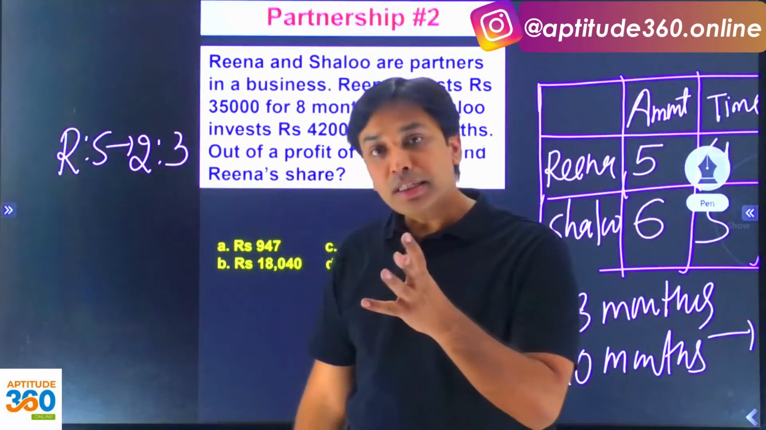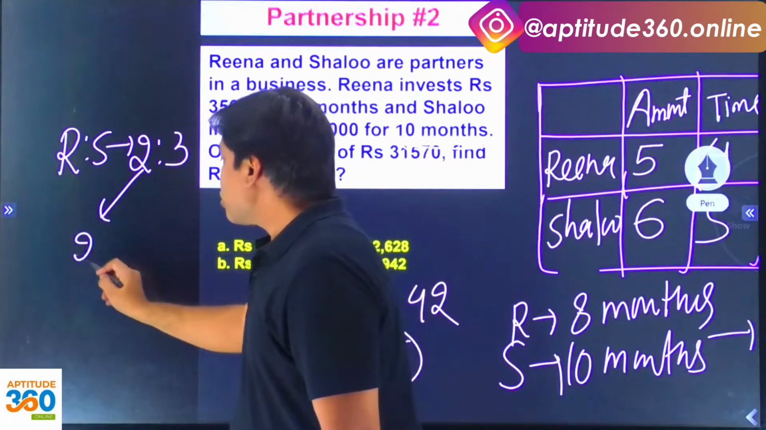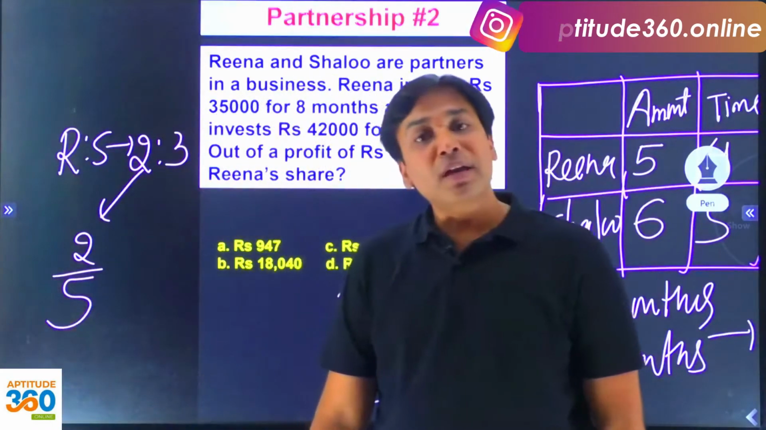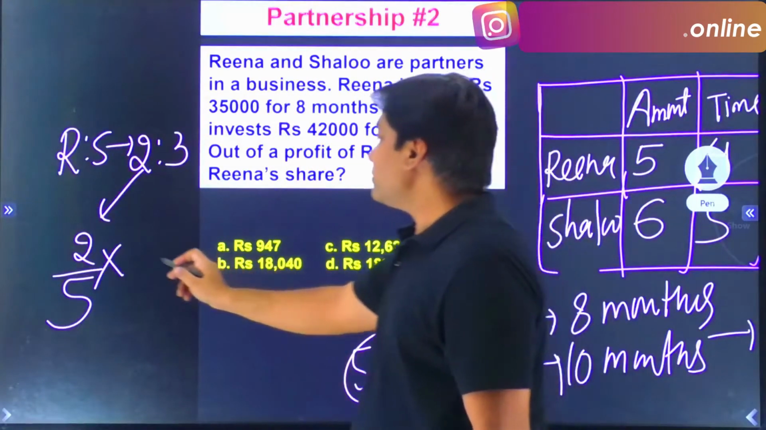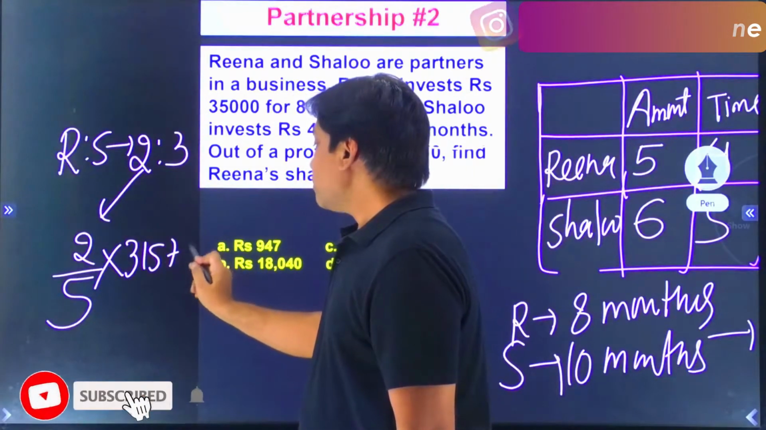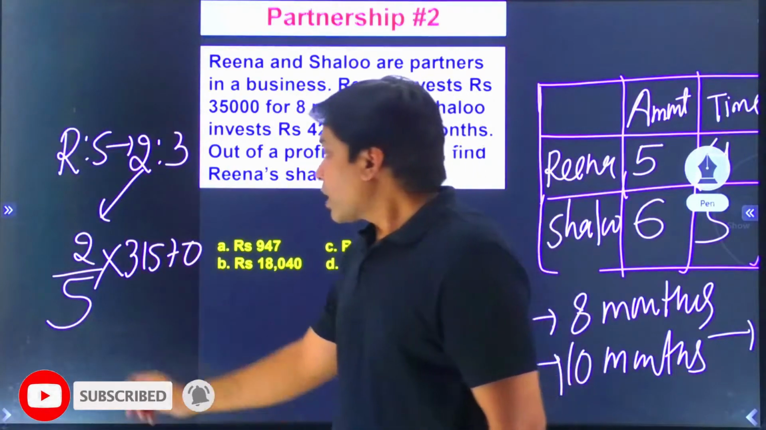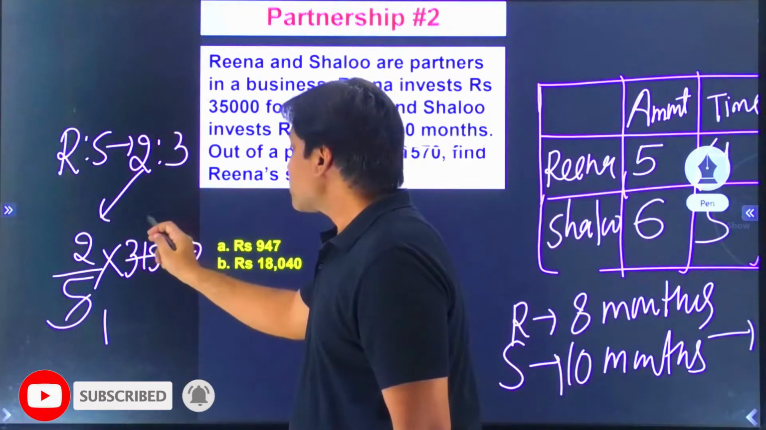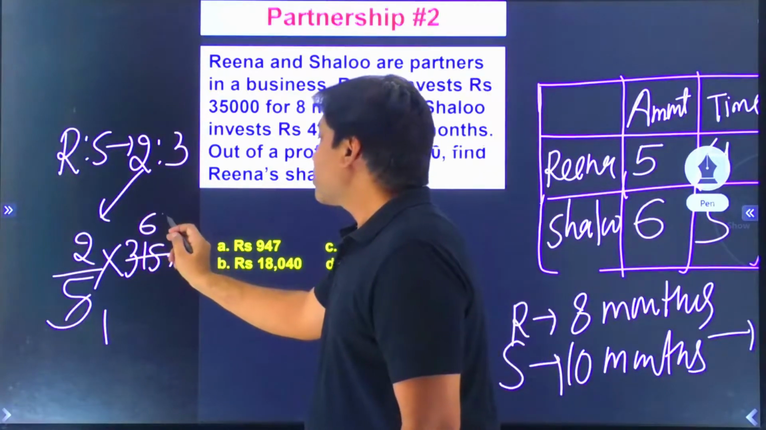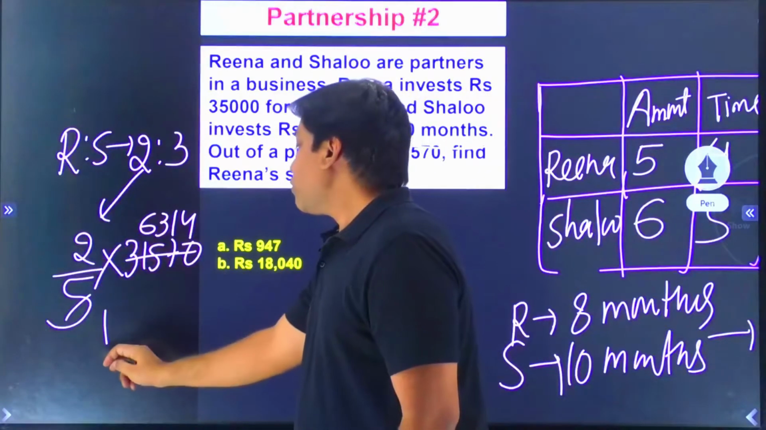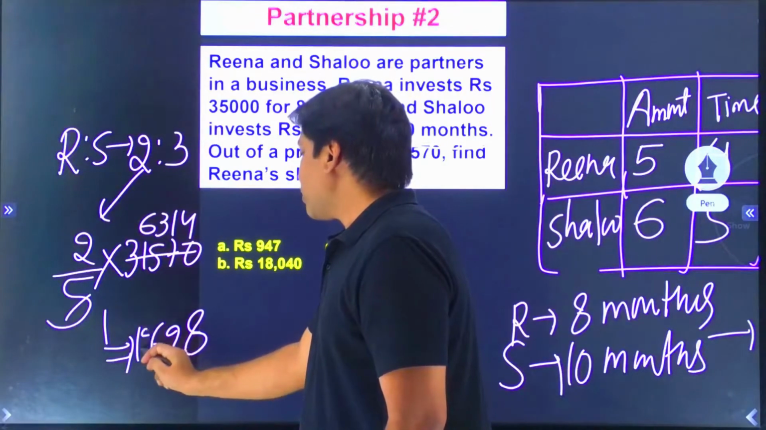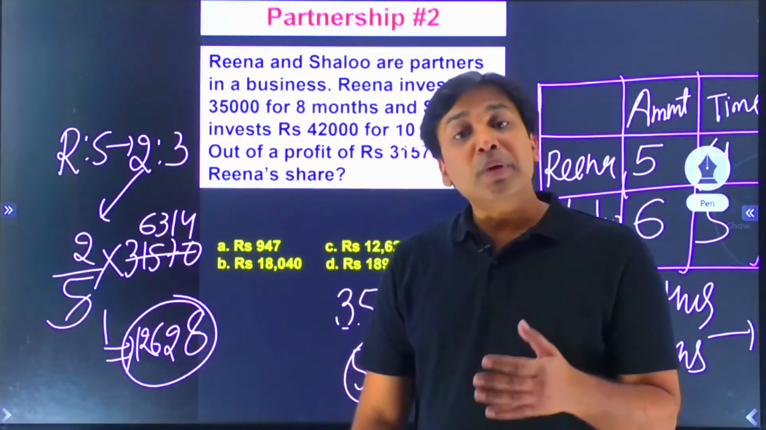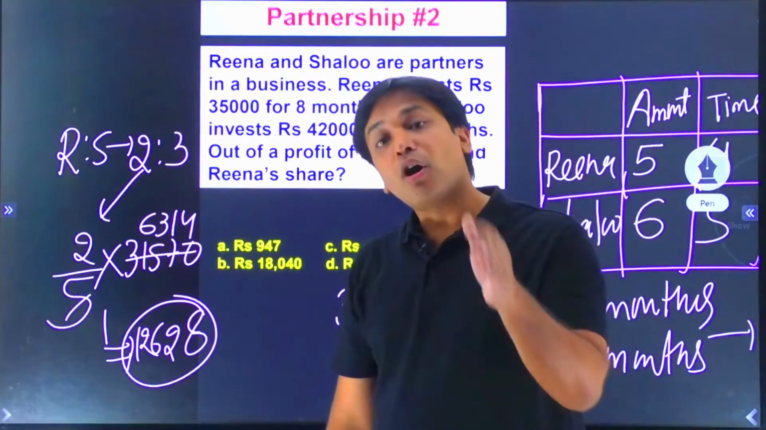2:3, isn't it? So how much is Reena going to be making? Reena is going to be making 2/5 of the total profit. 2/5 of total profit is what? Total profit 31570. Is that okay? Now, so this is going to be 6 and then 314. If you multiply these two values, this is going to be 8, 2, 6 and then 12. So this is going to be the share of profit of Reena.